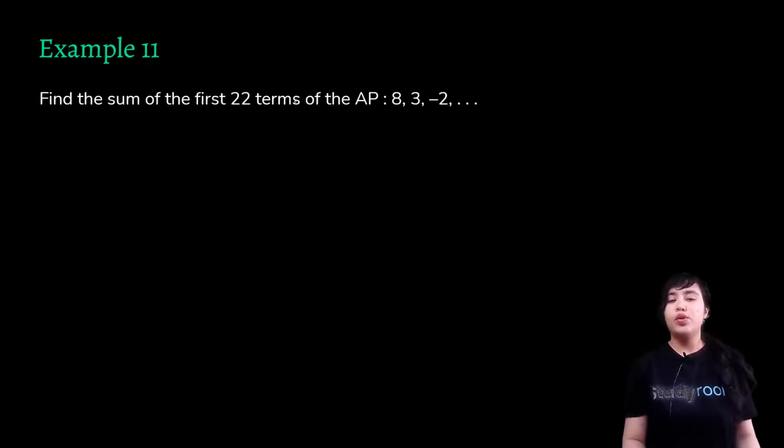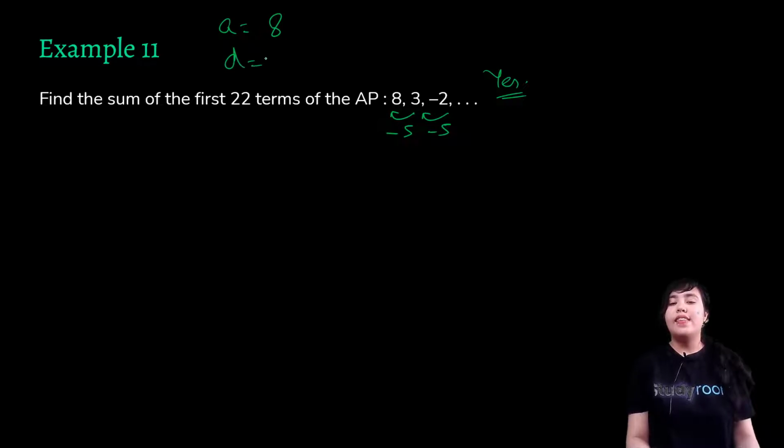Here you need to make use of the concept of sum of terms. So you have been given an AP. You can verify if it's an AP or not. So 3 minus 8 is minus 5, minus 2 minus 3 is minus 5. The difference remains the same for all the terms. So yes, it is an AP. Then if it's an AP, it will have a first term A, that is 8. It will have a common difference D, and in this case we have computed it as minus 5.